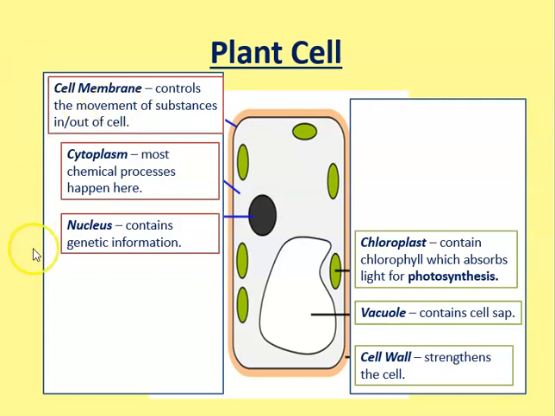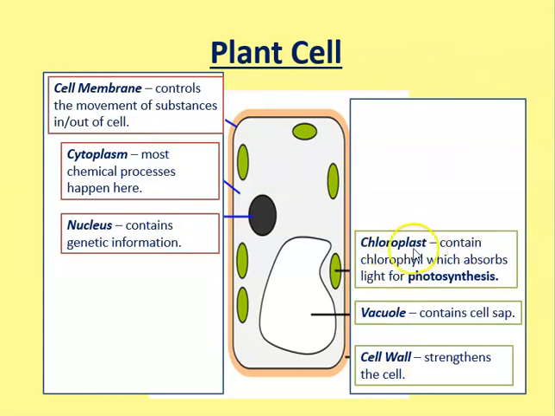Now, all these parts of the cell on the left-hand side are found in plant and animal cells. So they are found in both. And that is a common question that comes up, asking you for a part of a cell that is found in both plant and animal. So make sure you know cell membrane, cytoplasm, and nucleus are all found in a plant cell, as well as animal cells. And then on the right hand side, we have got, starting with the chloroplast.